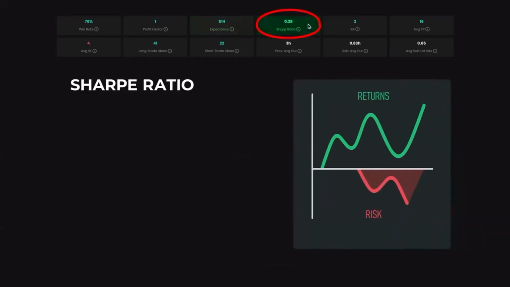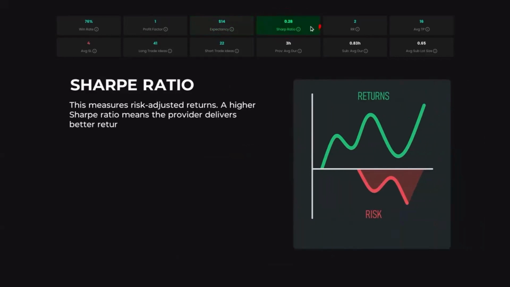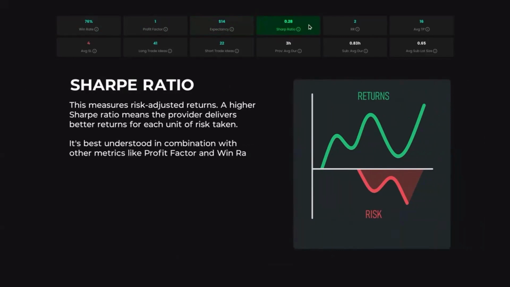Sharpe ratio. This measures risk-adjusted returns. A higher Sharpe ratio means the provider delivers better returns for each unit of risk taken. It's best understood in combination with other metrics like profit factor and win rate. Together, these provide a fuller picture.